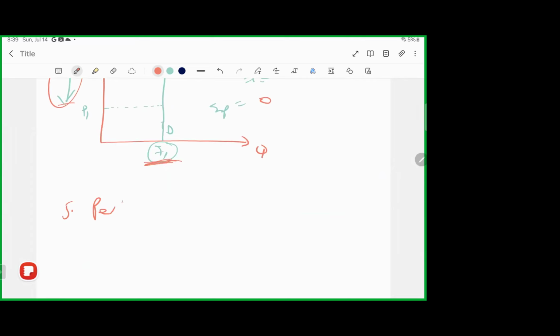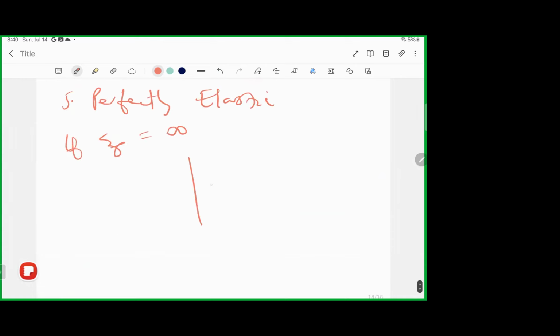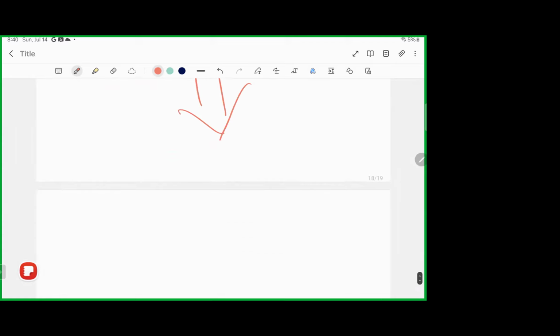Now let's look at the other special case. We also have a situation where we have perfectly elastic. In this particular case, we have the price elasticity when it is near infinity. So if price elasticity is near infinity, what will you be getting? So here we have what?